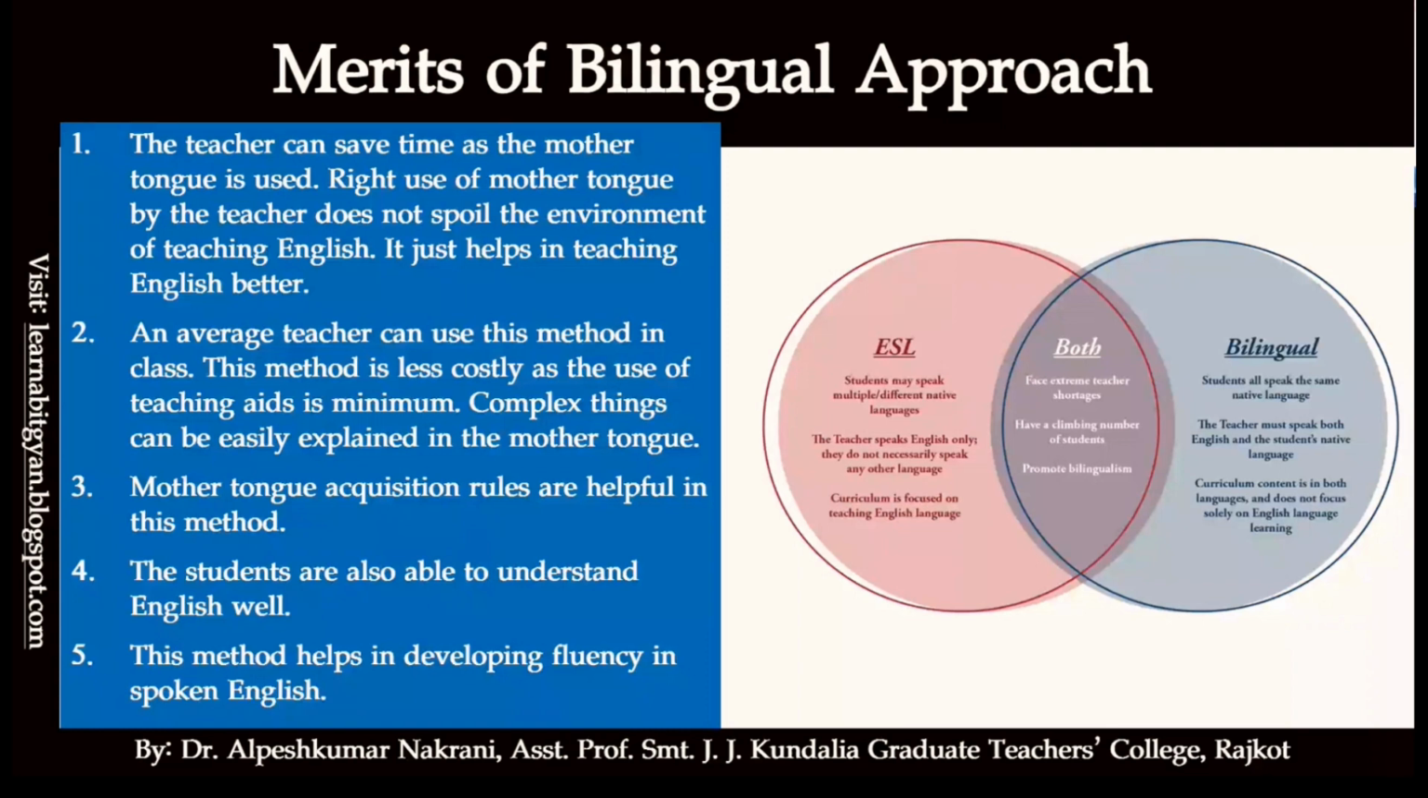If you are strong in your mother tongue, it will be easy for you to explain. Mother tongue helps to understand the rules of the foreign language, the grammar. Students are also able to understand English. Now, what happens in direct method? You keep on speaking in English, but you observe the students are not understanding anything. Here, students understand English as well because they are taking help of the mother tongue. This method not only focuses on accuracy, it will also develop fluency of speaking. So this is a good advantage of this method.